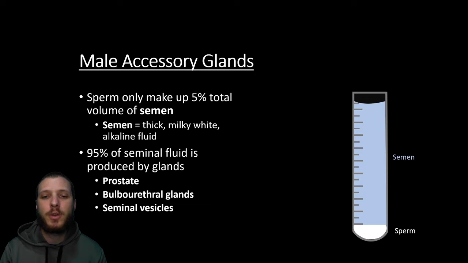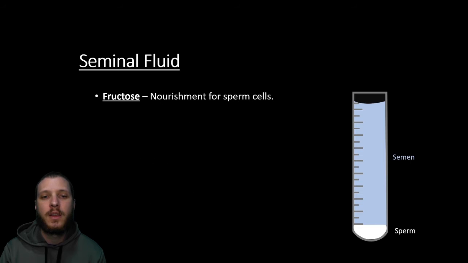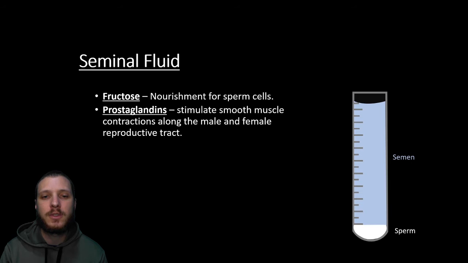And this seminal fluid is going to be produced by glands like the prostate, bulbourethral glands, and seminal vesicles. Don't worry so much about these ones here. They're not that important. Just know that semen or seminal fluid is more than just sperm. It's just some extra information. What this extra fluid is going to do is it's going to have some fructose, which is what helps nourish the sperm cells. So you can get energy from fructose.